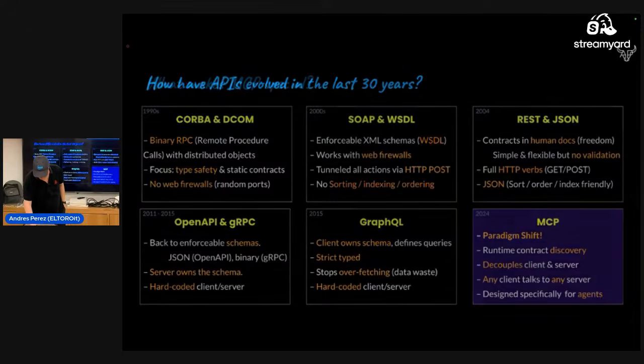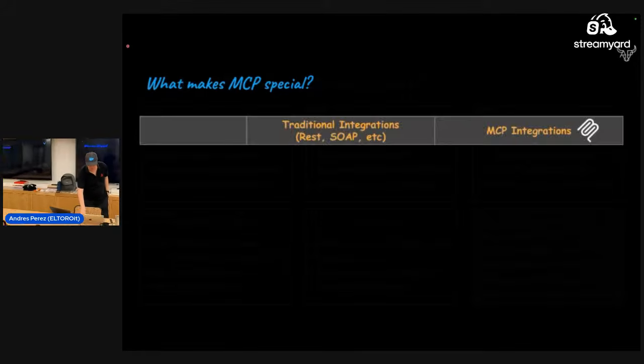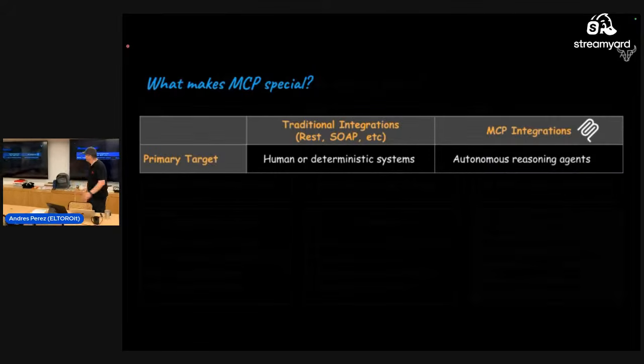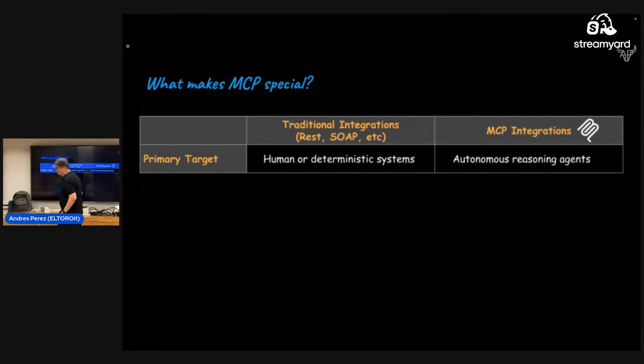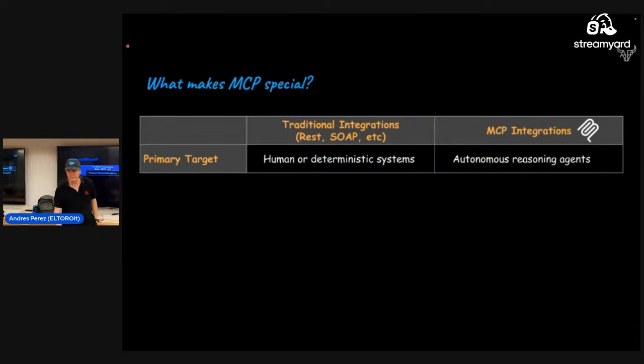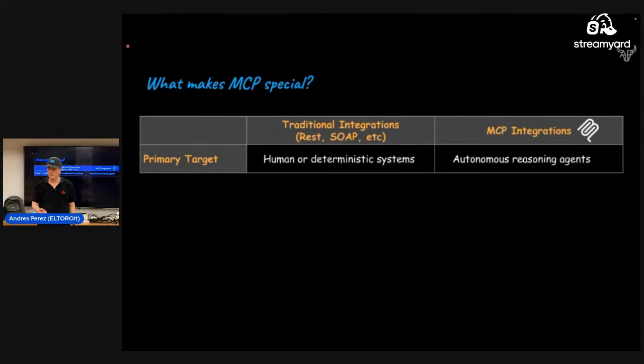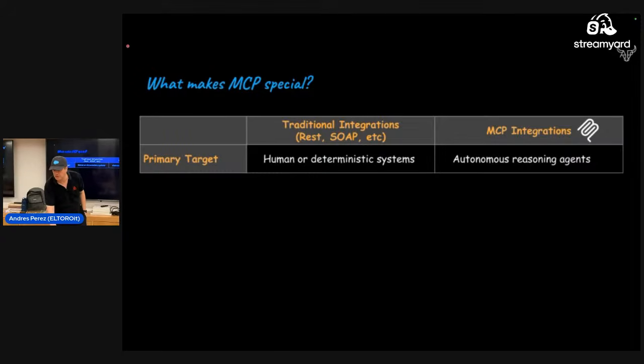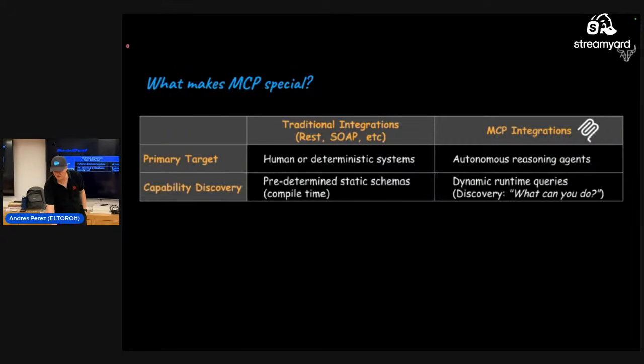That's the paradigm shift. Another way of looking at the same thing: on the left-hand side, or the middle of the column, we have the traditional integrations. On the right, we have the MCP integrations. First question is, who's the primary target? The primary target before was either humans, where you go to a website, or deterministic systems, where you write something in Node, Java, whatever. With MCP, it is built for agents, agents that can understand the protocol at runtime.